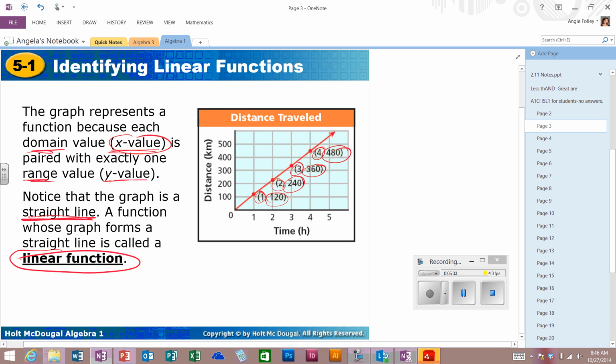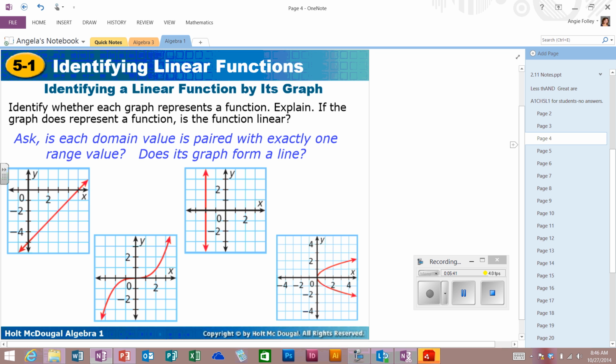So first of all, the question is: is it a function? And the second question is: is it a linear function? So is it a straight line? So let me show you. On this first one, we're asking ourselves, does each x value pair with only one y value? Well, if we notice, we've got x, x, x, x, they're all different x's. So yes, it is a function. Now, is it a linear function? Does it make a line? Yes, so it's both. Okay.